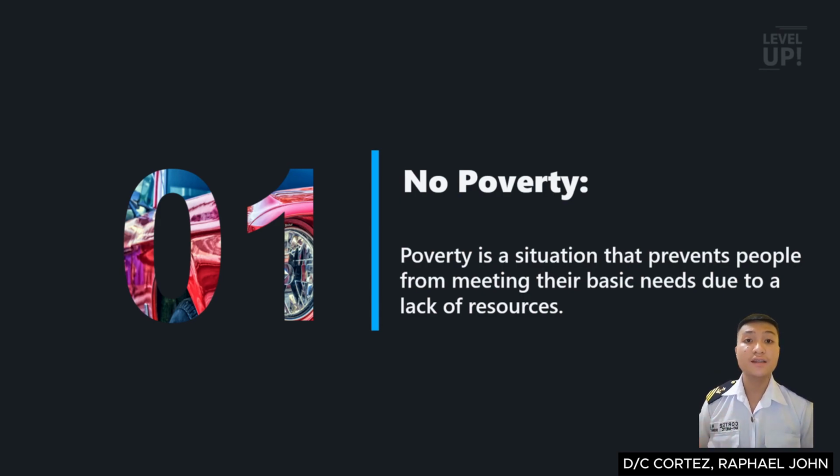According to data from the United Nations, almost half of the world's population lives in poverty. So that's a lot of people. That's why the first Sustainable Development Goal of the United Nations is to end poverty around the world and improve the lives of millions of people. So that's the first Sustainable Development Goal.